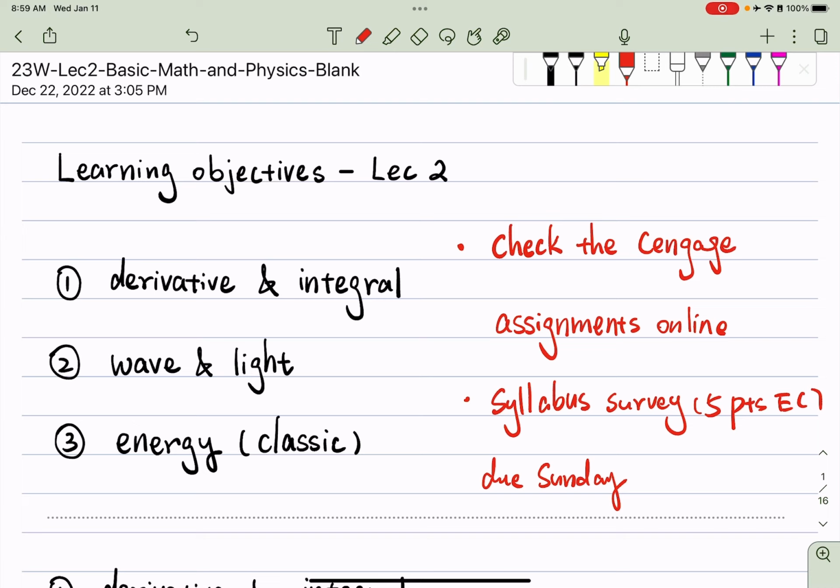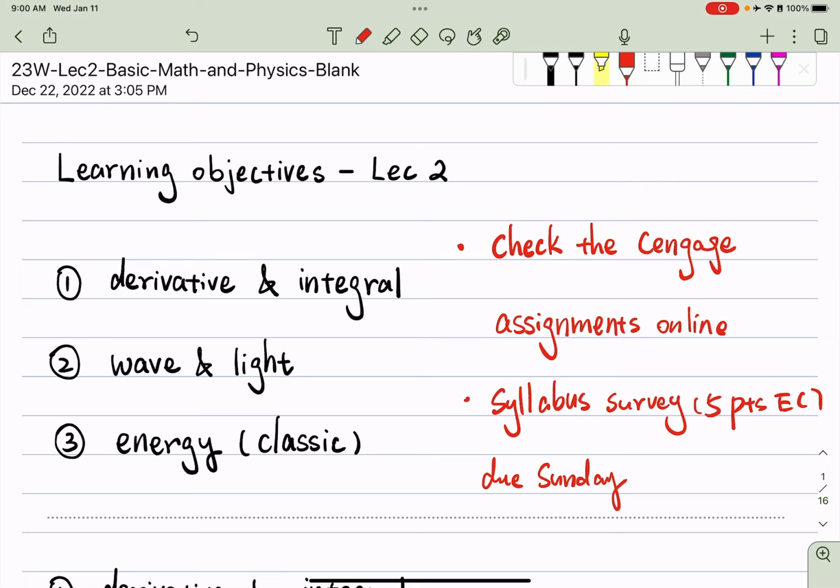If you took AP Physics or AP Calculus, it's going to sound like a review for you. But I hope this lecture can prepare everybody equally well for the material we will be covering in the following lectures, which is very basic quantum mechanics.